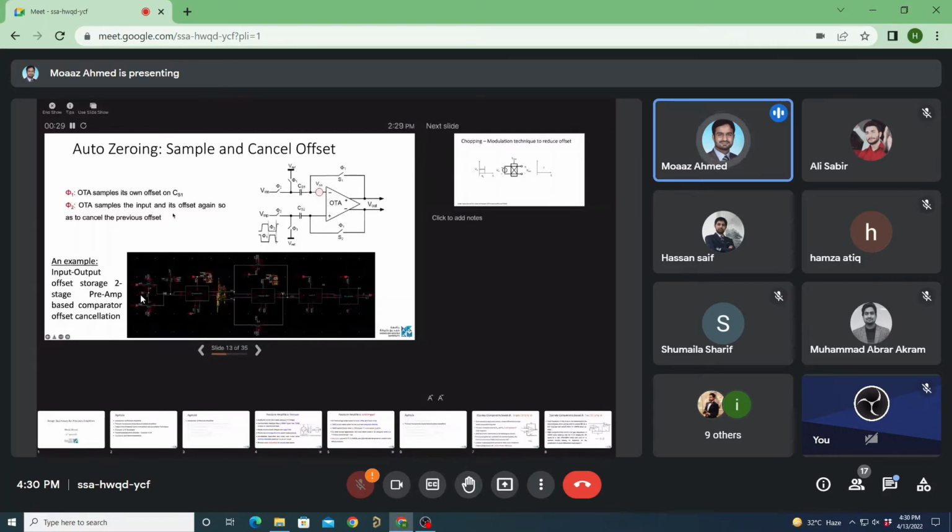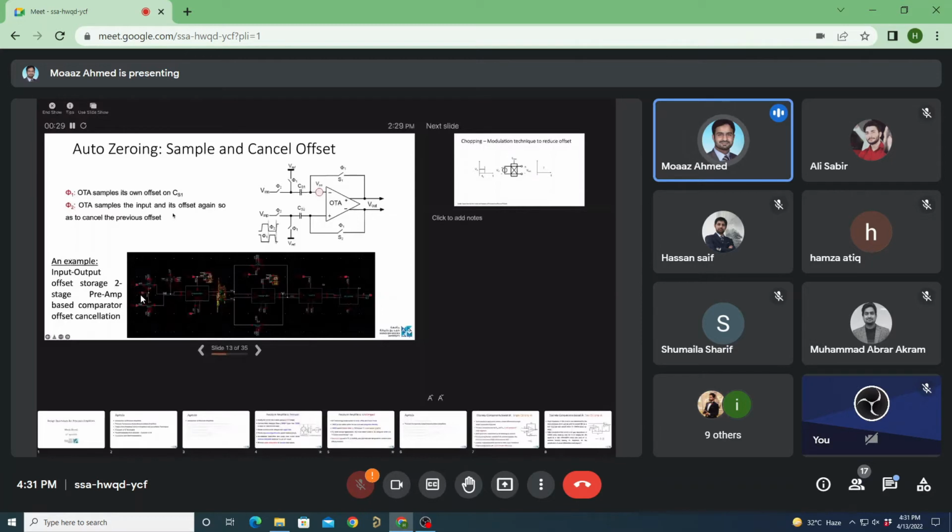So what we do is sample the offset of the preamplifier at the input over these capacitors, very small capacitors. And we also sample the output of this preamp. The first preamp's output is directly sampled over the capacitors. So basically the capacitors are sampling the output offset of preamp 1 and the input offset of preamp 2. So we have an input-output offset cancellation scheme here.